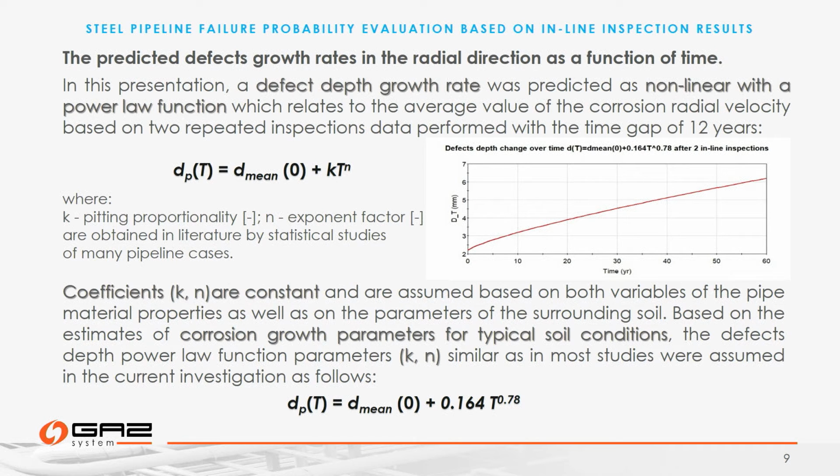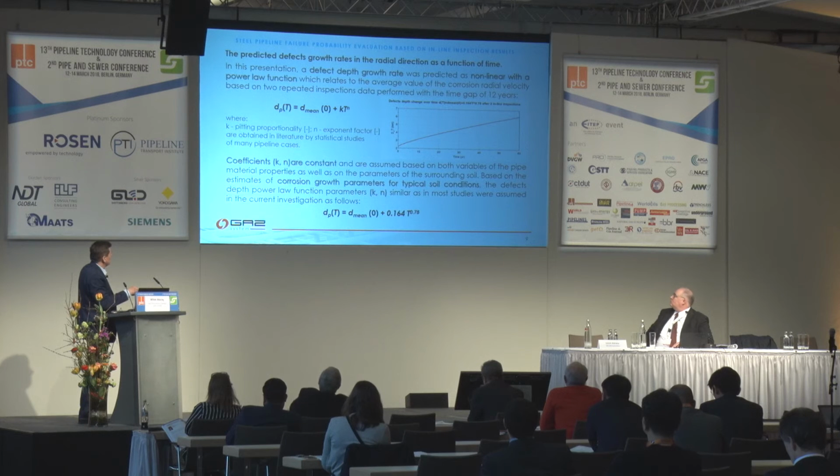It was also selected as an appropriate equation to evaluate the pipeline corrosion velocity in radial direction. And here's a plot of this equation with time, with 60 years of operation.